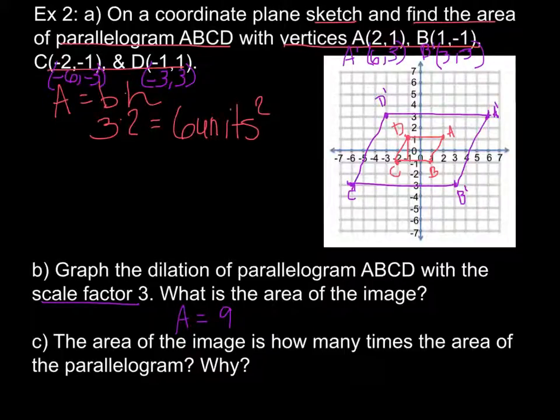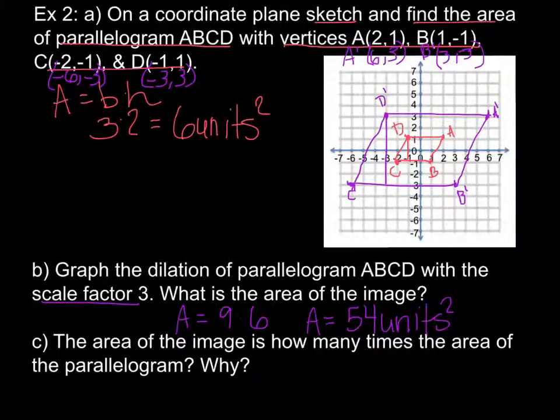Our height, we can do the same thing. We're going to count the boxes from vertex D all the way down to this 90-degree angle. Let's count those. 1, 2, 3, 4, 5, 6. So therefore, our height is 6. When you multiply those together, our area then becomes 54 units squared.